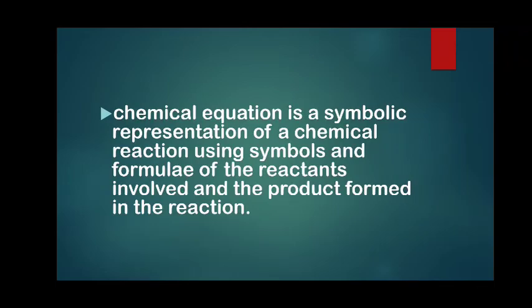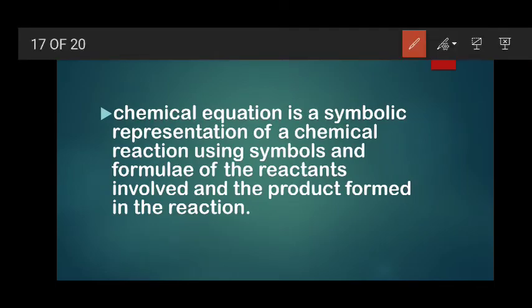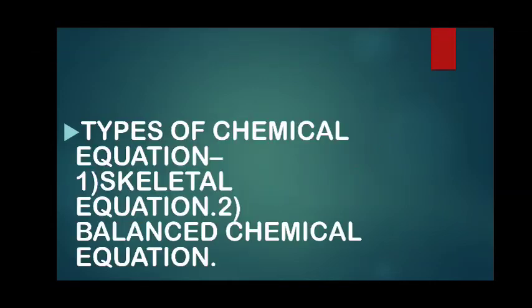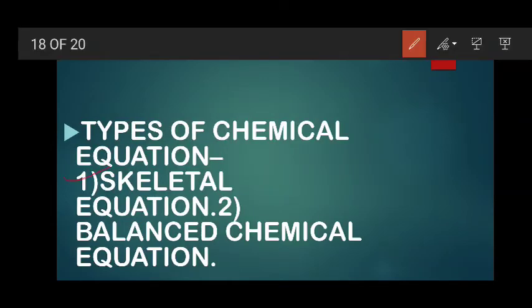Now the next topic is chemical equations. A chemical equation is the symbolic representation of a chemical reaction using symbols and formulae of the reactants involved and the products formed in the reaction. There are two types of chemical equation. First is the skeletal equation and the second one is the balanced equation. Skeletal equation means what? An unbalanced chemical equation is called a skeletal equation. Clear? And when we balance the chemical equation, it is called a balanced chemical equation.